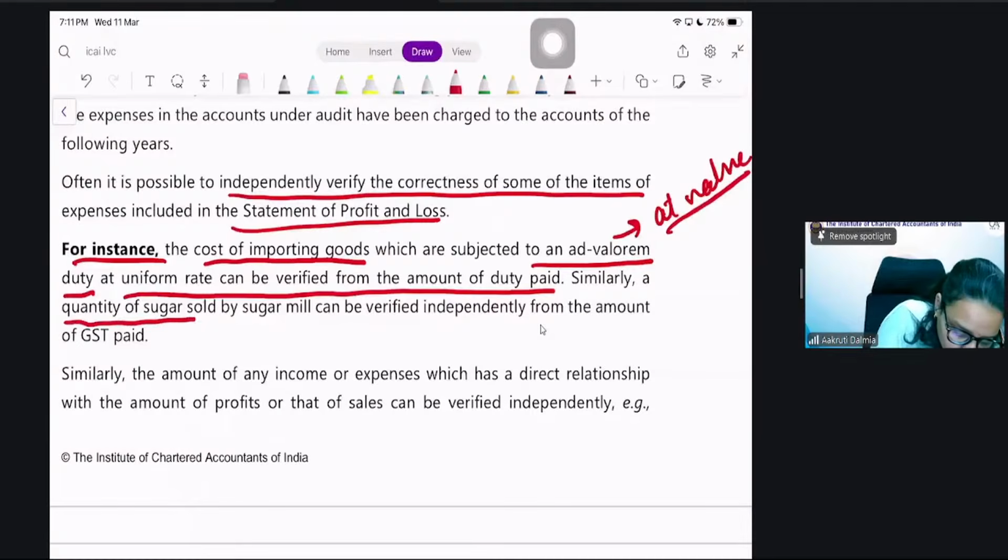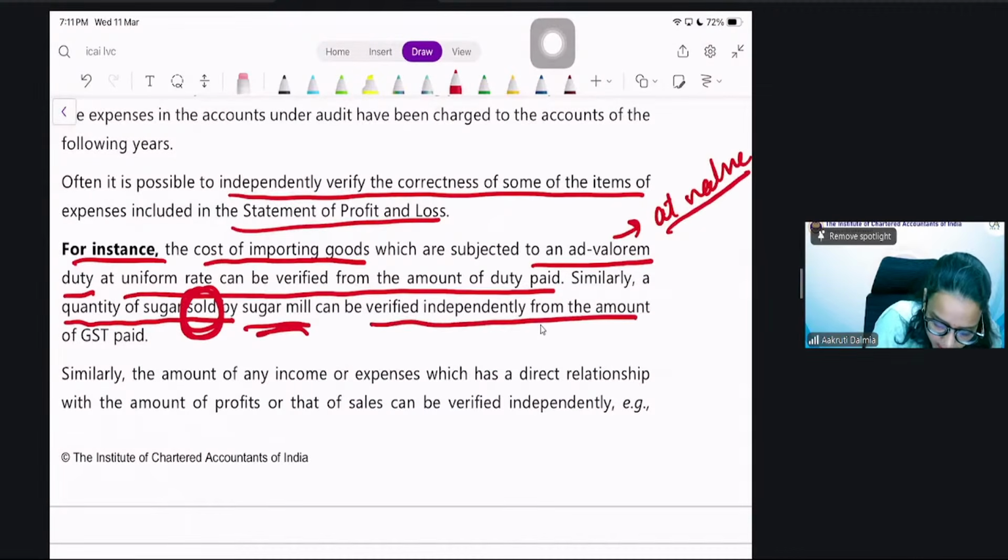Similarly, the quantity of sugar sold by a sugar mill can be verified independently from the amount of GST paid. Yes or no? This is actually used by a lot of CAs. By checking the GST returns and the GST paid, all these things help you know what can be the expected value of total sales. Do you know that? By just seeing the amount of GST paid, you can get an expected approximate value that you can expect as sales in the financial statements. Okay.